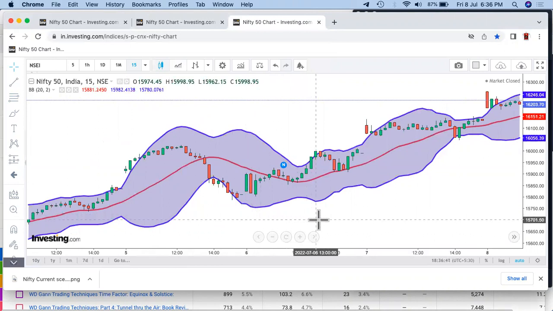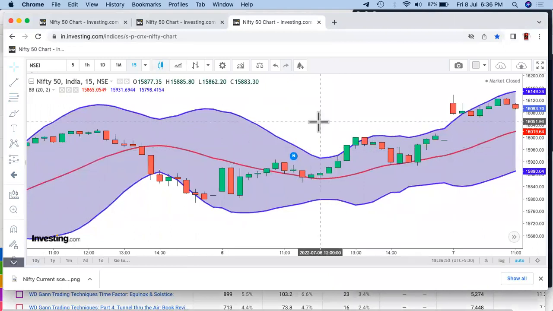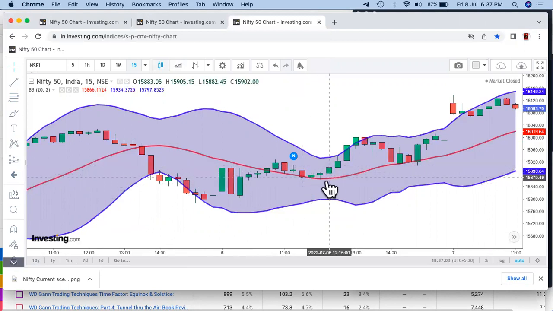This is 12 o'clock. So this was 12, right? What happened over here is, first of all, the price was moving up. And after that, it was taking a support at what? It was taking a support at my simple moving average, which is again the median, right? So it took a support over here, and from here my target would be to move on the top side.